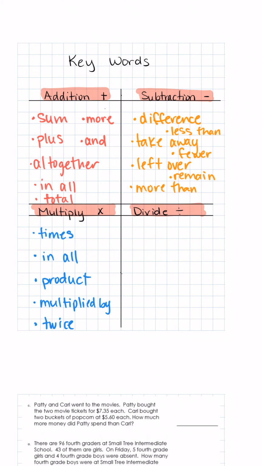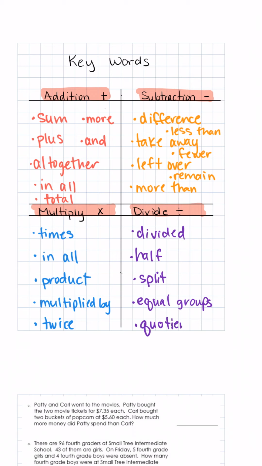Let's move on to division. Could be divided, half, split, equal groups, and then this one, quotient. That one, quotient and product are the fancy words for multiply and divide. Okay, so let's jump in and try this.